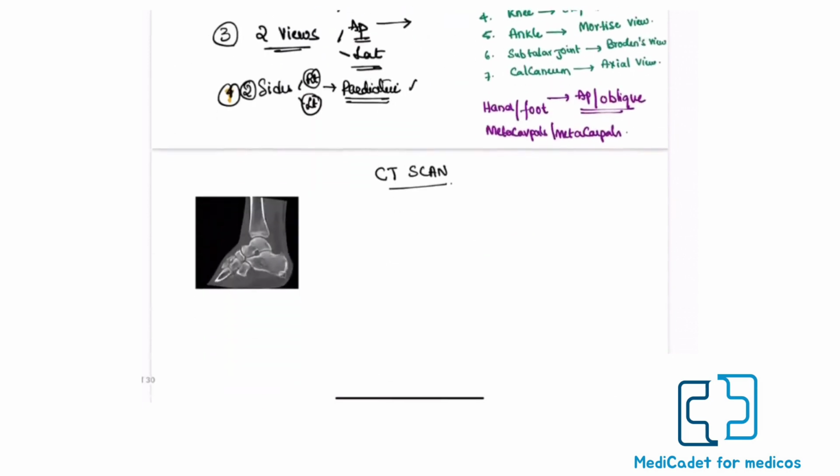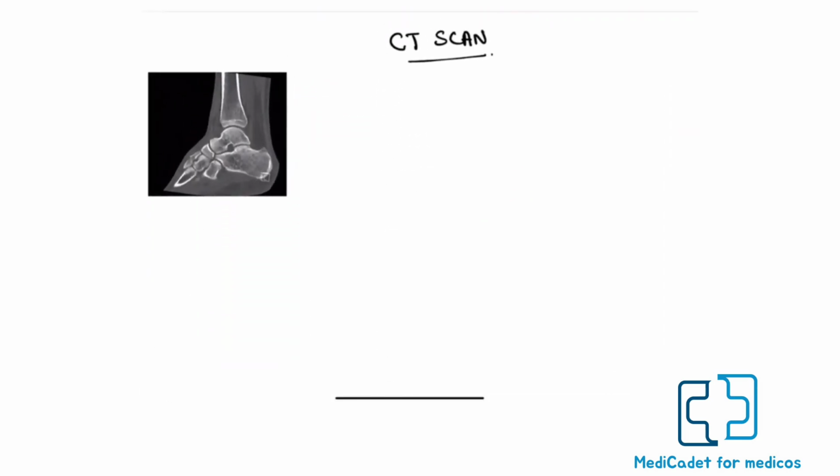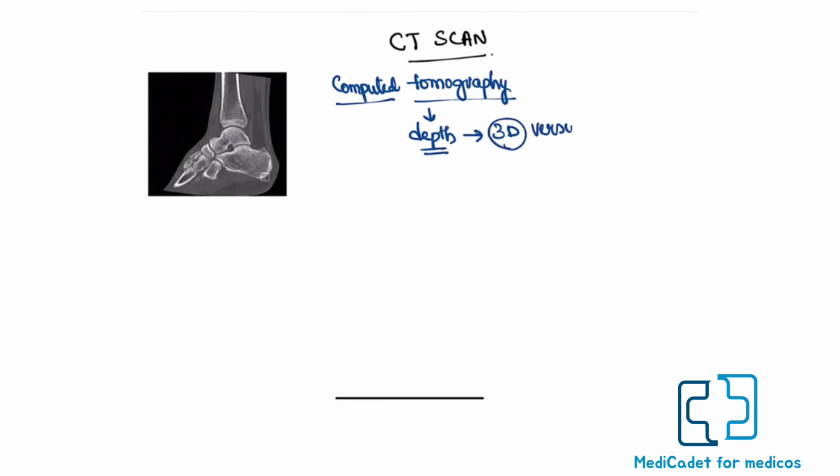Now we'll go to one more modality, that is your CT scan. So why has the CT scan been invented? So what is a CT scan? CT scan is nothing but your computed tomography. So what does tomo mean? Tomo means depth, and here you get the 3D version of your bone or your joint.